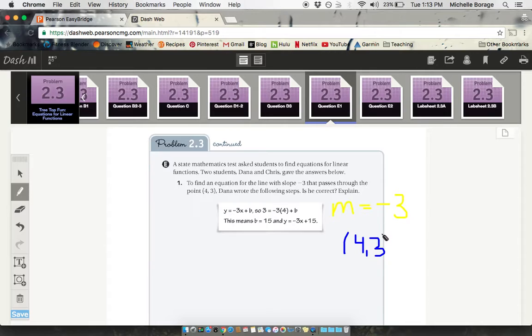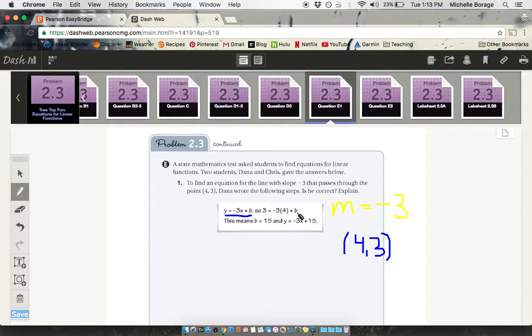It says, here's what Dana did. Okay, and it says, is he correct? Explain. So he said y equals -3x plus b. So think about that step. Think about where did he get that -3 from? Did he put it in the right spot? Then he says, so 3 equals -3 times 4 plus b.